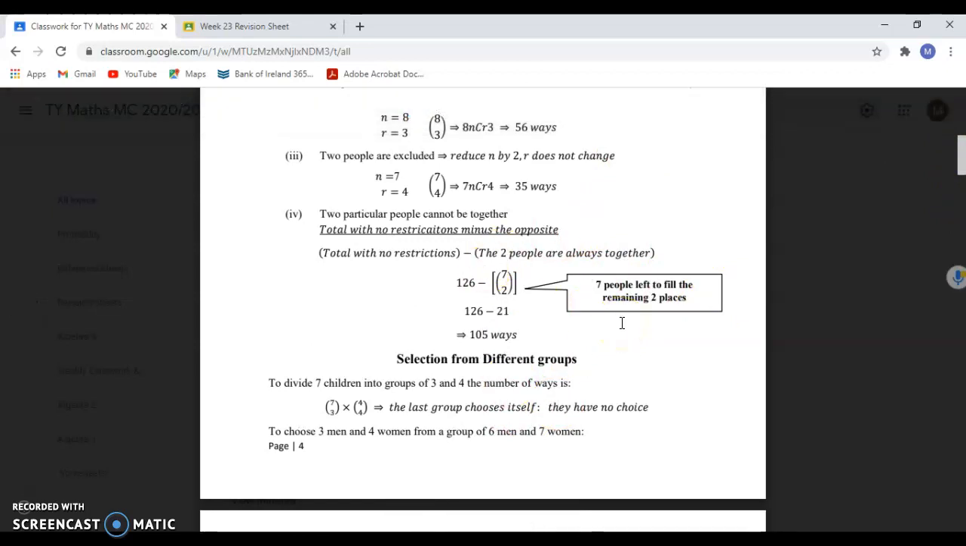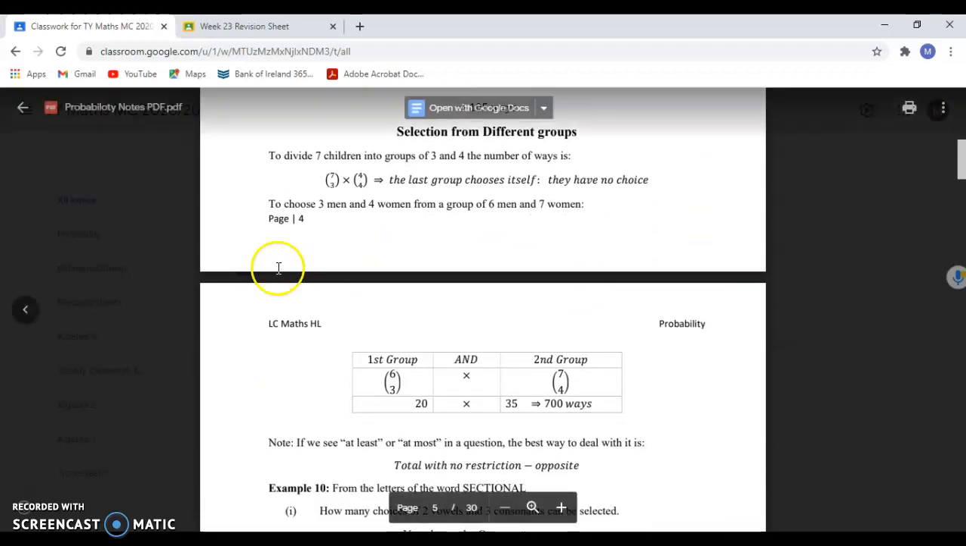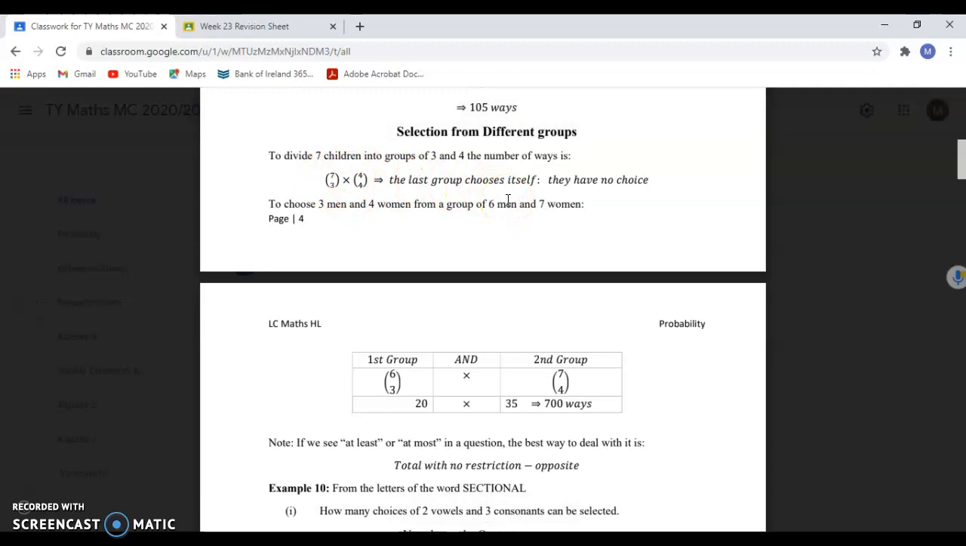The next one is selection from different groups. So let's carry on with that example. To divide 7 children into groups of 3 and 4, the number of ways is from 7 choose 3 and from 4 choose 4. The last group chooses itself. That is no choice. That makes sense.